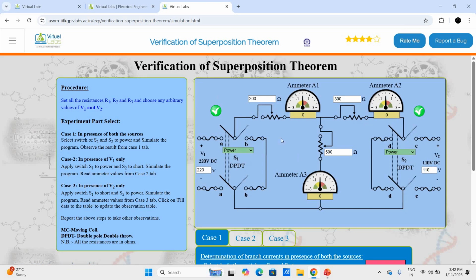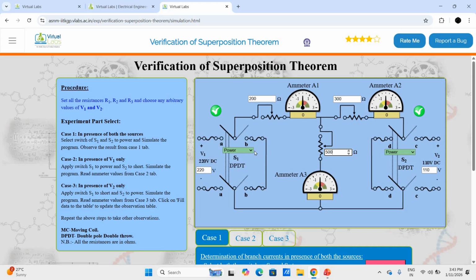In this case, the same circuit diagram is present, which we have already discussed. Here is the 220 volt supply, and here the 110 volt DC supply source is present. Here we can change the resistance values. Right now we have set them to 200 ohm, 300 ohm and 500 ohm. You can change these values by using the up and down arrows. Now we'll try to find out the current flowing through this 200 ohm, 300 ohm and 500 ohm resistance by using the superposition theorem.